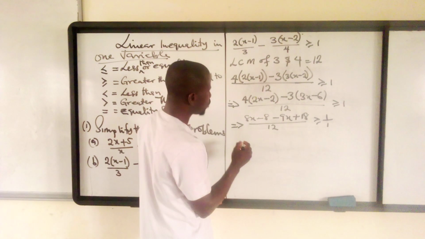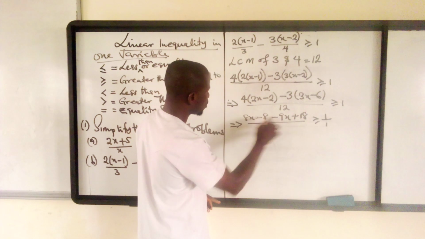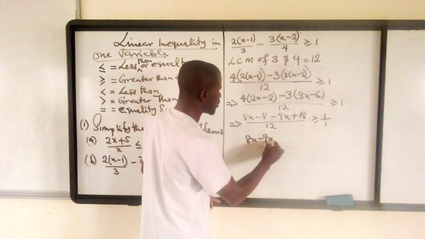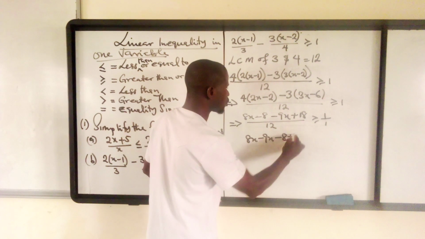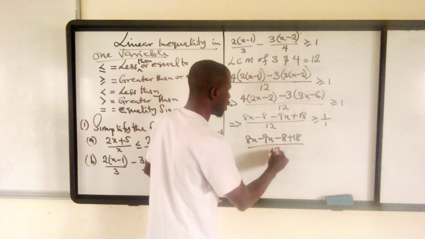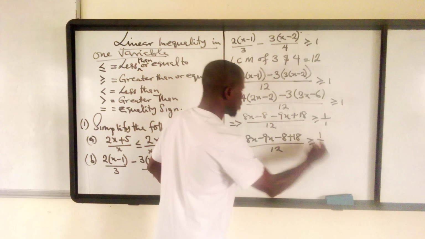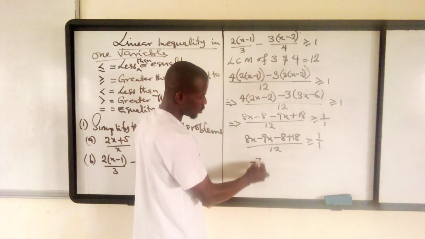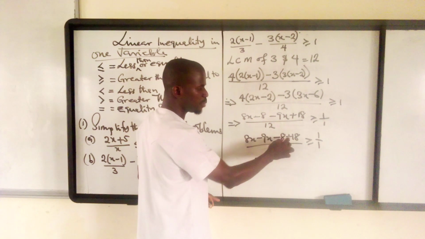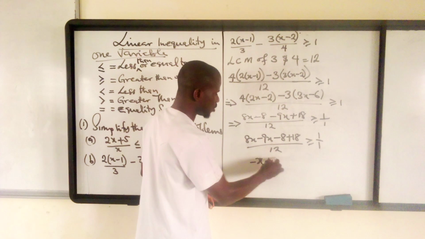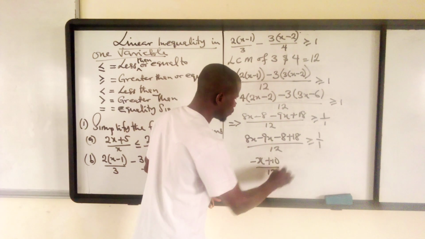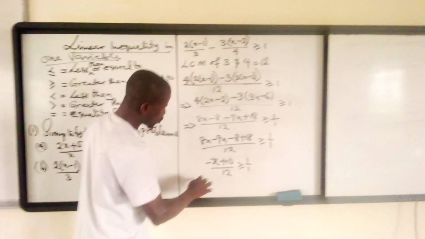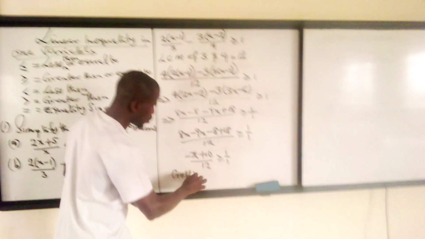Alright, so what do we do? First of all, I have this as 8x minus 9x minus 8 plus 18 divided by 12, greater or equal to 1 over 1. Now, 8x minus 9x, we have it as minus x. Then, minus 8 plus 18 is plus 10, divided by 12, greater or equal to what? 1 over 1. What do we do? We cross multiply.